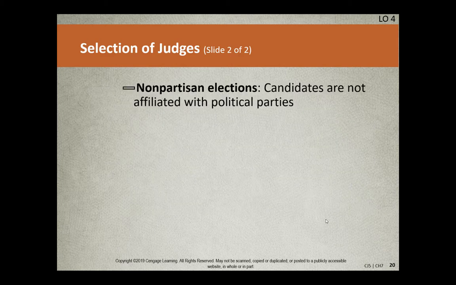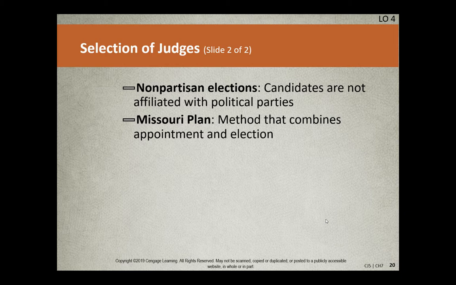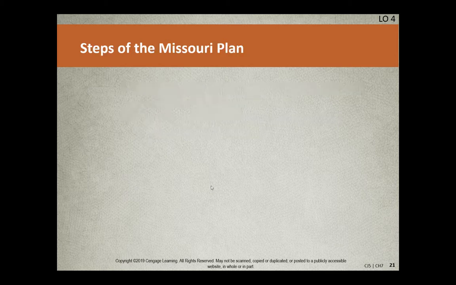When all the jurisdiction levels are counted, 19 states and the District of Columbia now utilize this Missouri plan, and it's a merit selection. And it has the following steps.